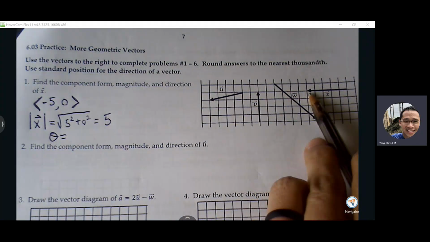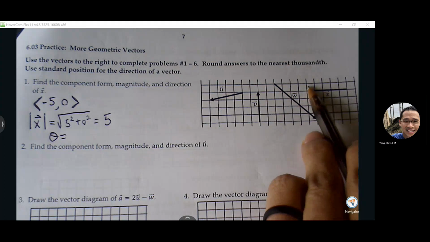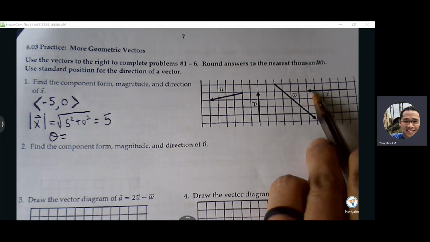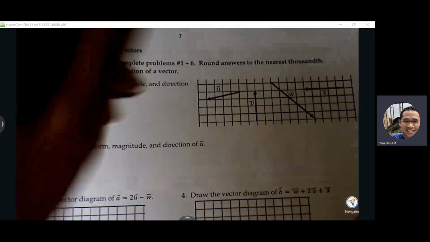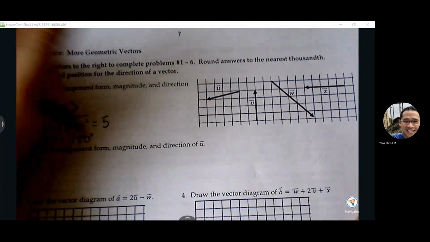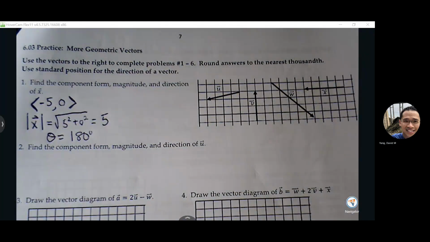Which direction is it pointing in? What degree measure is this? 180, right? Yeah. Okay, try number 2. Component form, magnitude, and direction for vector u.